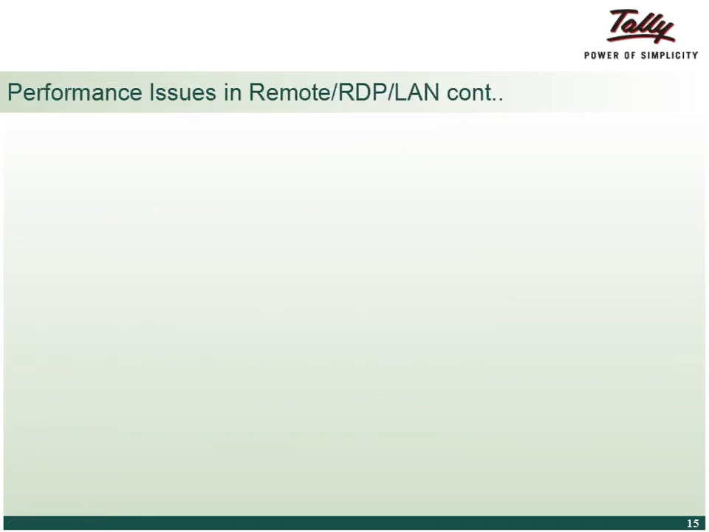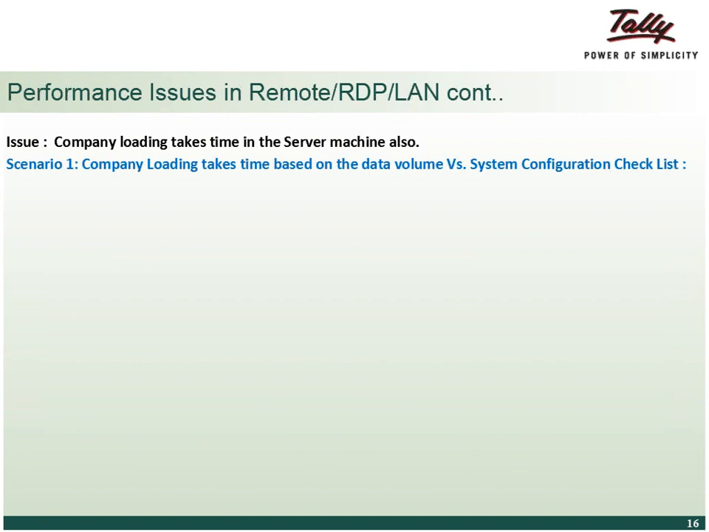Now let us discuss the performance issues that you may come across in remote desktop or in the LAN. So let us discuss the issues. Issue 1 is company loading takes time in the server machine also. Scenario 1 for this particular issue might be company loading taking more time based on the data volume versus system configuration checklist. So in this scenario, we need to check the data size as per the below details.